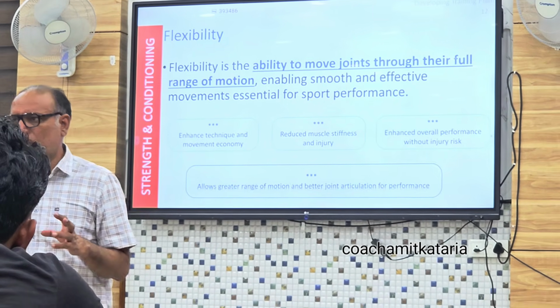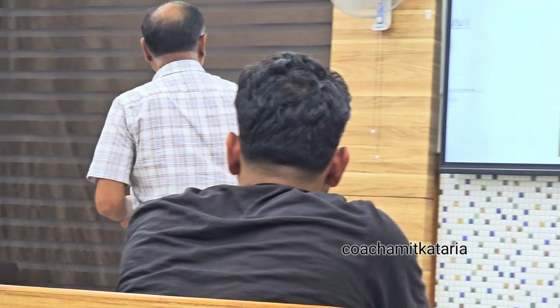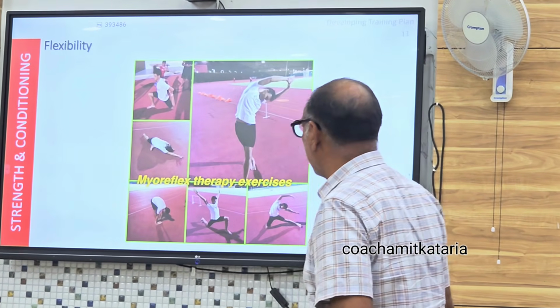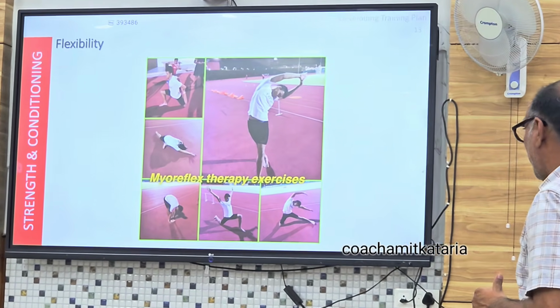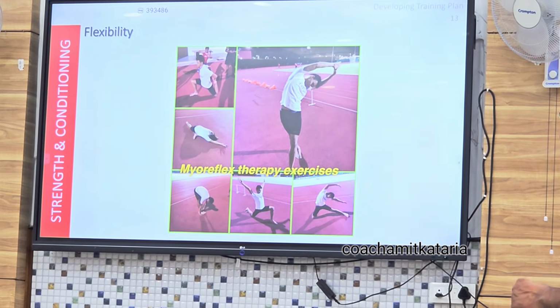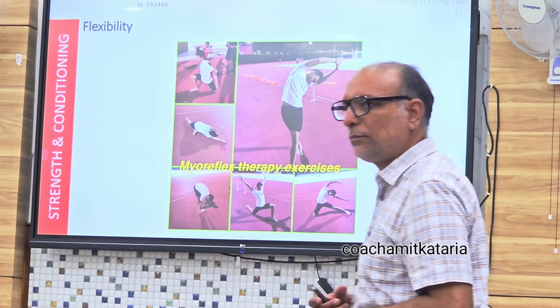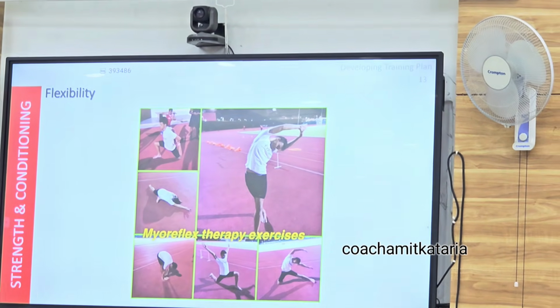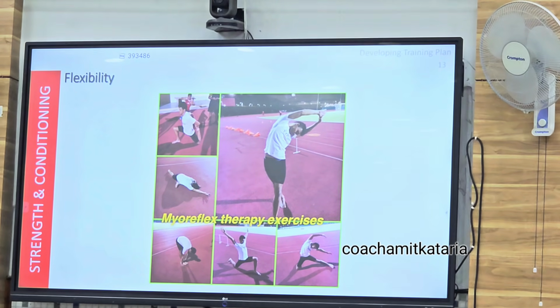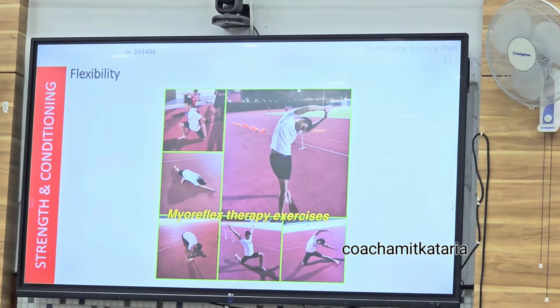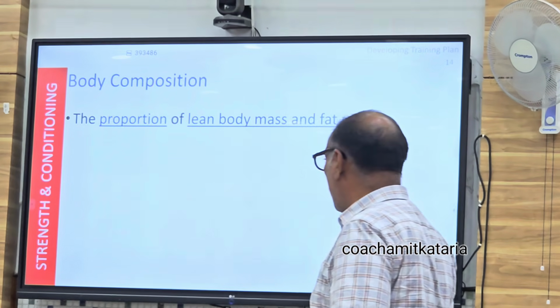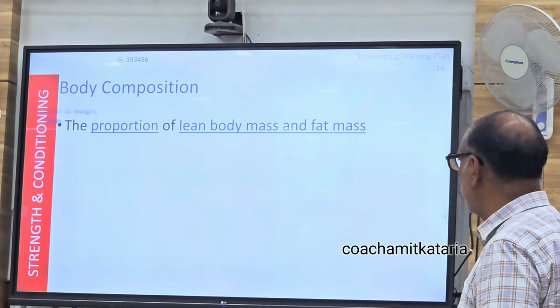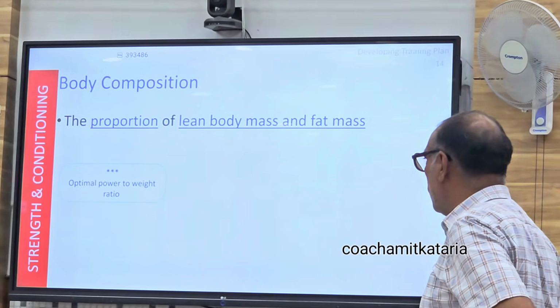So if there is a problem with the range of motion, it can even cause instability in the joint, especially joints like the hip joint or shoulder joint, most common. This is the myofascia, as we have seen. Myofascia is related to the joint action. So especially joint attachments, that is tendon mainly. So that is also important. Body composition: the proportion of lean body mass and fat mass, optimal power-to-weight ratio.